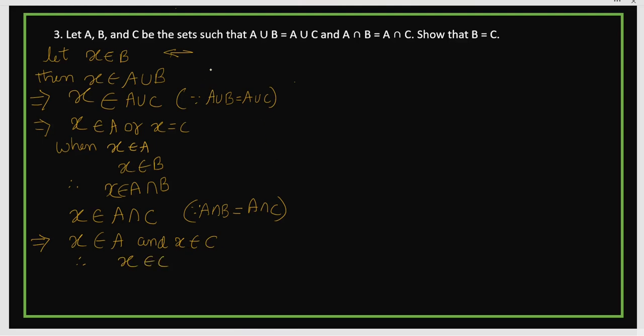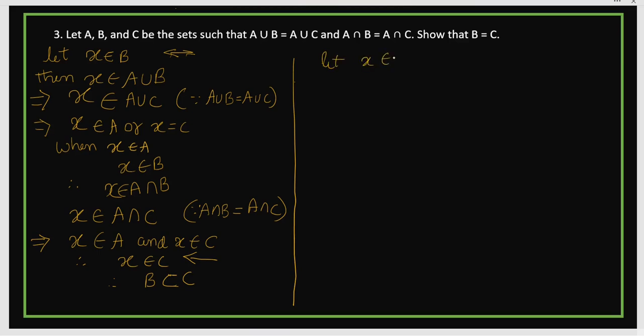So we have observed this: we started with x belongs to B and ended up with x belongs to C. Therefore, B is a subset of C. Agreed? Similarly, we can show C is a subset of B. I'm going to show that for your understanding, so it will be very clear to you.